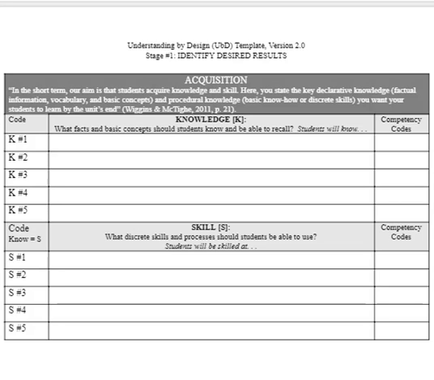The last step is acquisition. And acquisition includes knowledge and skills. Knowledge are simply the basic facts and concepts a student should know, and skills are what skills they should be able to use. For example, citing a piece of research in an essay would be an example of a skill. And that's the end.